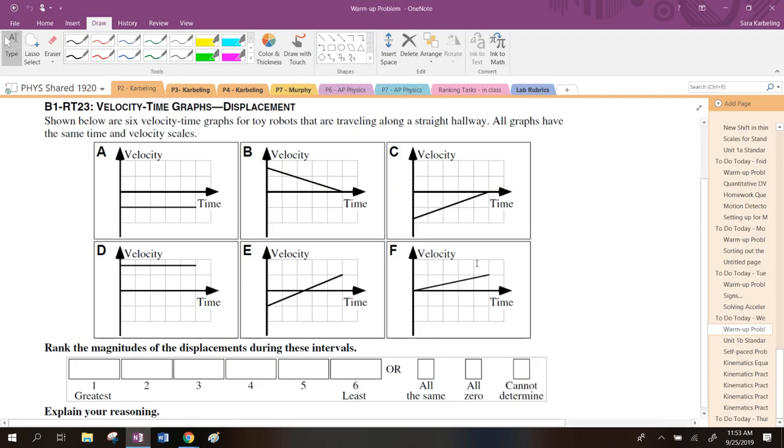Okay, so let me walk you through kind of what we're looking at here. It says, shown below are 6 velocity versus time graphs for toy robots traveling along a straight hallway. It says all of the graphs have the same time and velocity scales. So we're really just looking at the shape of the graph to figure out the magnitude of the displacement during the time interval. Okay, so we're looking at a velocity versus time graph, trying to figure out the displacement.